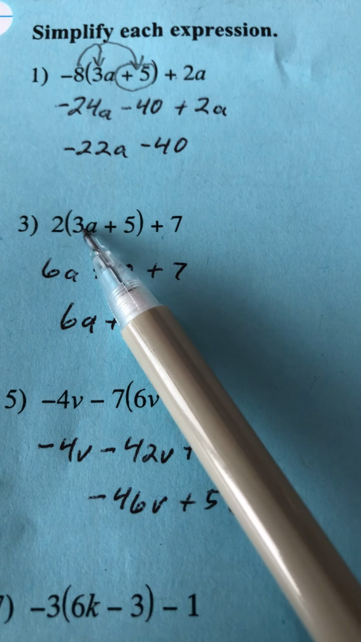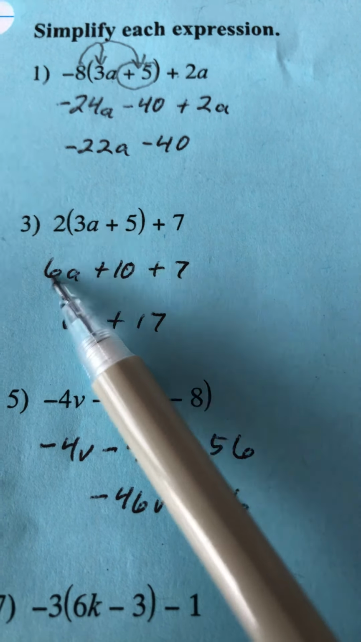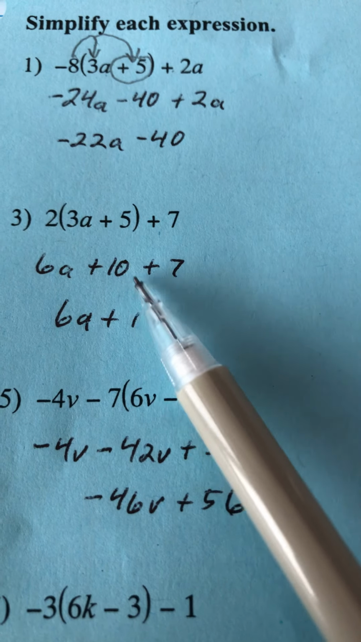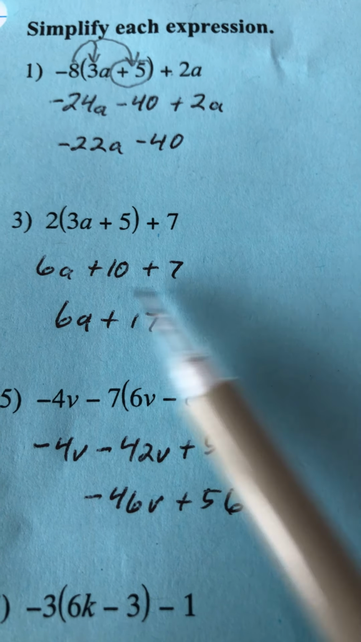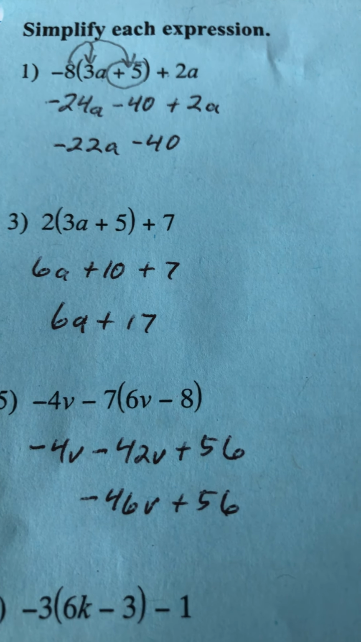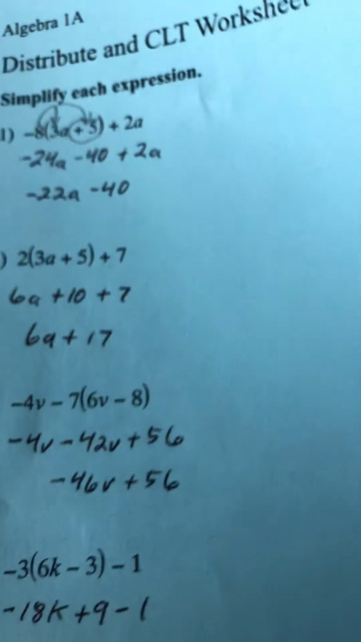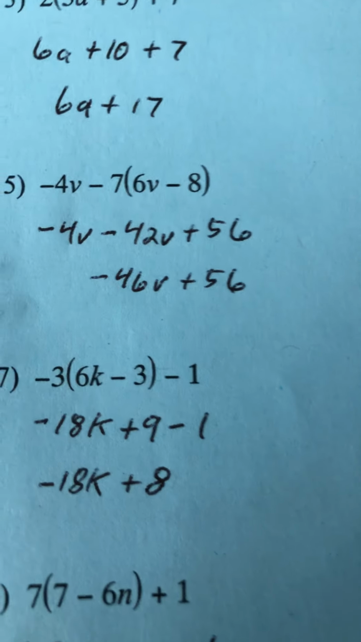2 goes times 3, 2 goes times 5. There's an a with that 3, so it becomes a. The like terms here are the 10 and the 7, so 10 plus 7 is 17. And that's as far as I can go with that one.